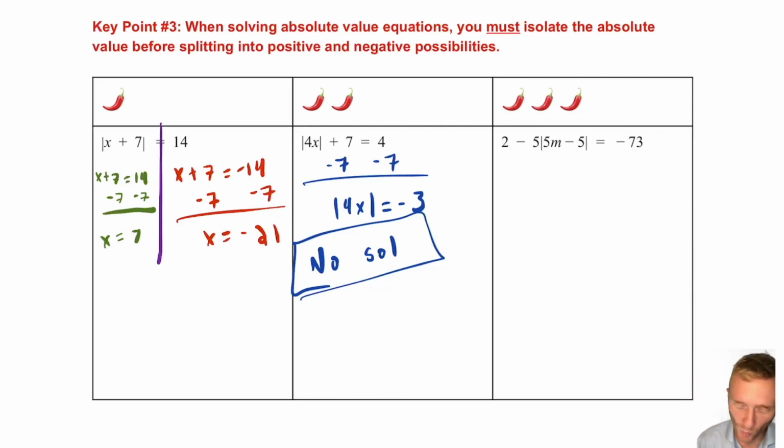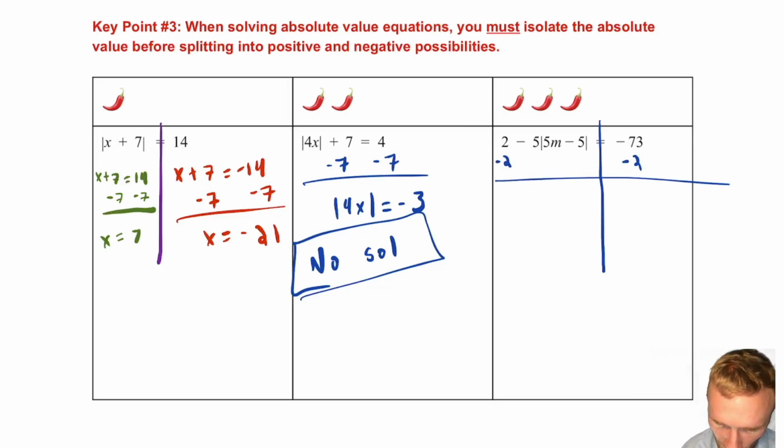Finally, last one, wanted to throw one super spicy one that just has everything in there for you. You look at this and you might say, oh, equal to negative 73. Bam, no solutions, done. You have to isolate first, and this is a great example of why we have to isolate first. So the first thing we're going to do, I'm going to subtract 2 from both sides. That'll leave us with negative 5 times the absolute value of 5m minus 5 is equal to negative 75.